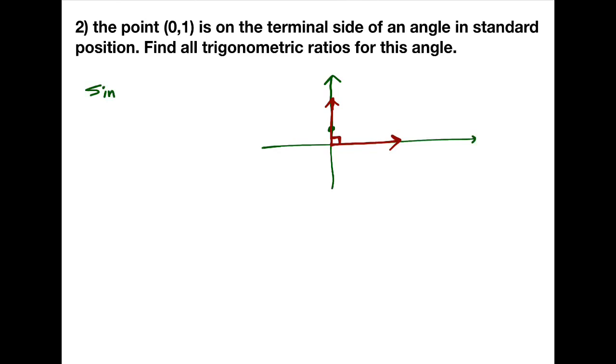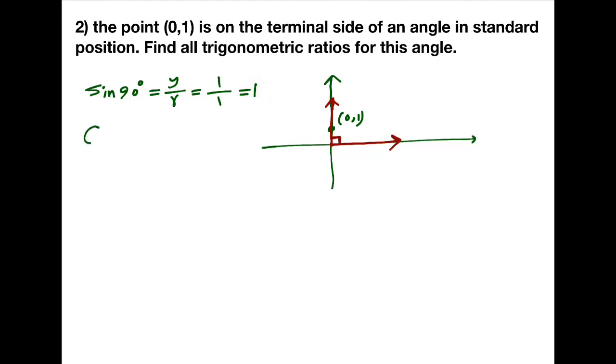So sine of this angle, 90 degrees, the point is 0 and 1. Sine was y over r, but y in this case is 1. And what is r? What is the distance from 0, 0 to 0, 1? Well, that's easy. It's only 1 unit, and that's the distance, 1. So 1 over 1, which is equal to 1. So sine of 90 degrees equals 1.